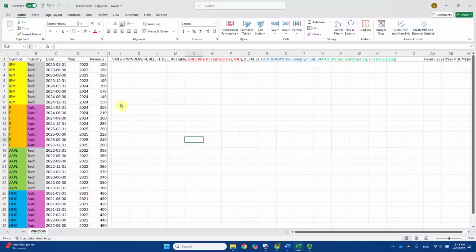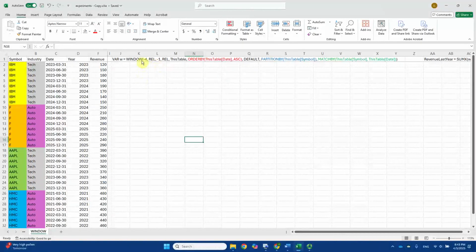Some other examples related to this window function. Okay, we previously just focused on this definition that we try to retrieve a block of rows starting from 4 rows prior to the current row all the way to 1 row prior to the current row within the current partition. Okay, let's change this definition a little bit and see if we can understand how this window function works.